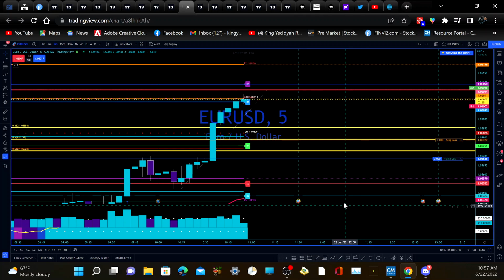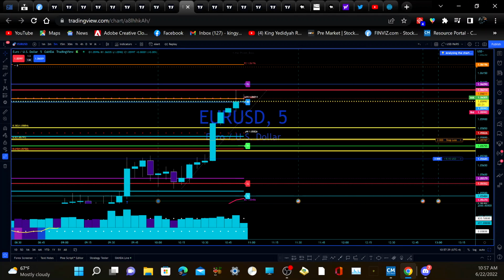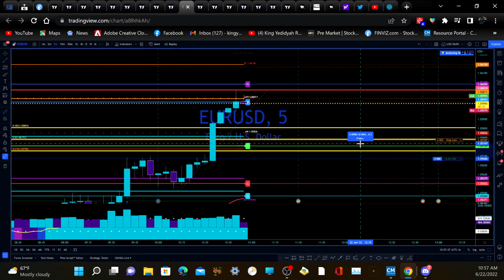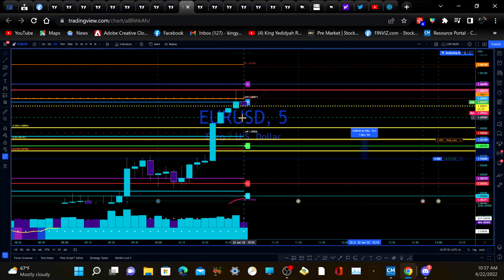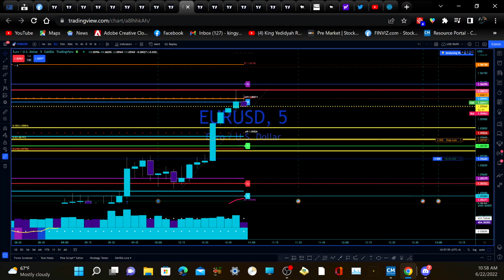All right, y'all, that's my live trade on Euro USD. Let's see how many pips are secured so far. I secured 10 pips in the trade, and it's looking like we're gonna pull back now. So let's see what it does. But at least we secured 10 pips.